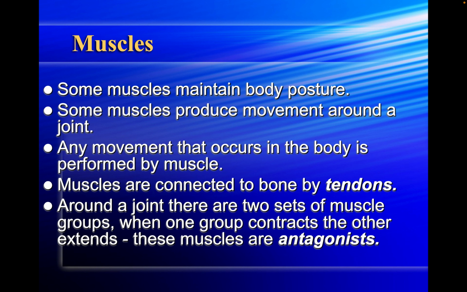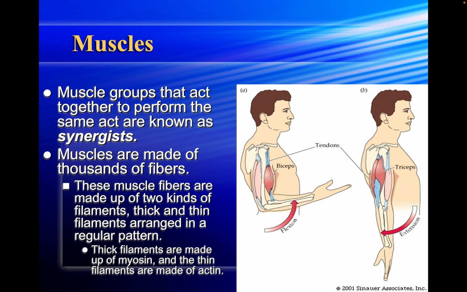you bend your elbow, it shortens the bicep and it makes it larger. And when you stick your arm out straight, it tightens up your tricep and it relaxes your bicep. They're antagonists, and that's what it's showing you. Muscle groups that act together to perform the same act are known as synergists.